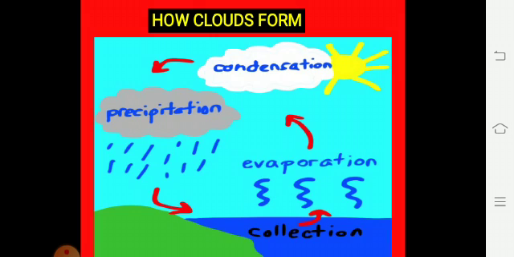After the formation of the cloud, condensation will happen more and more, and the vapor will convert into water droplets. After that, precipitation will happen, another form of condensation, and rain will fall. This is how the water cycle works, and how clouds form and rain happens, through the process of evaporation and condensation. So students, that's all for today. I hope you understood very clearly.